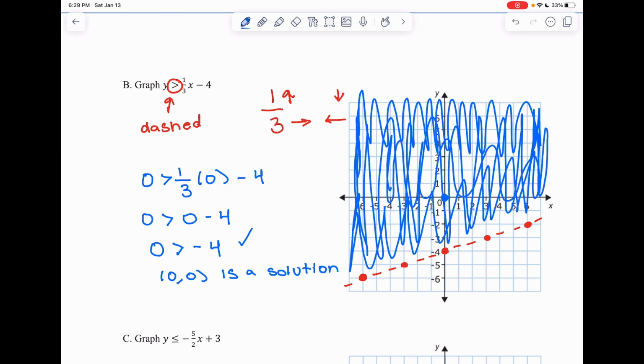I also could have determined this by looking at the way the sign is facing. And because it's saying that y has to be bigger than the boundary line, I know that the bigger y values are above the line. And so that would indicate that I need to shade above the line.